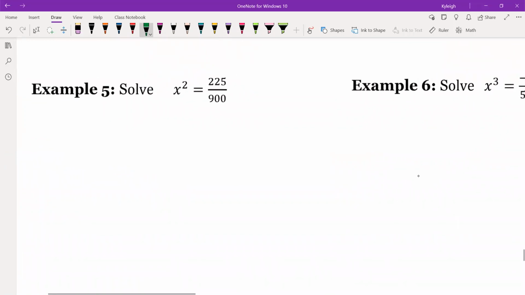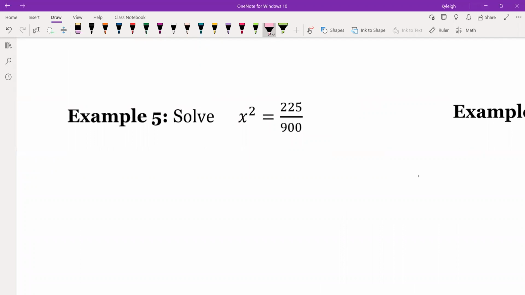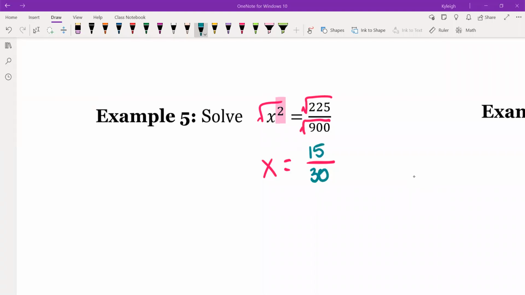Okay. Here are our last two examples. Example 5. We know it's x squared, so we take the square root of it. But wait, there's a fraction over here, Miss Myers. What does that really mean? Well, what that really means is that you have to take the square root of the top and the bottom. Find the square root of each of those, okay? So take a moment and find the square root of each of those right now, and write them down in the fraction. So I'd write x equals the square root of 225 on the top, square root of 900 on the bottom, okay? So take a second to do that. Hopefully for the square root of 225, you got 15. The square root of 900, you got 30. Remember, it could be plus or minus.